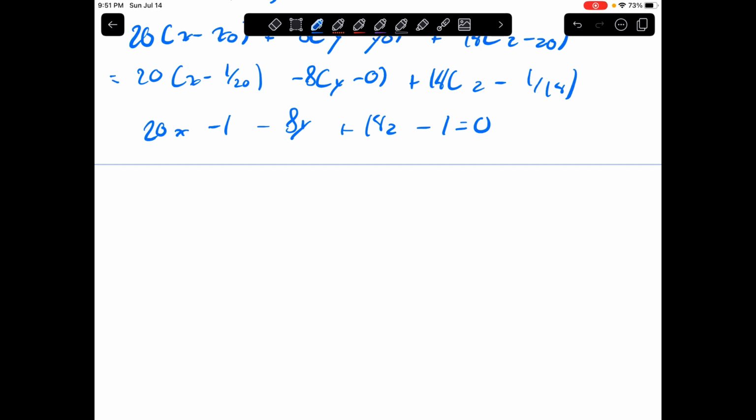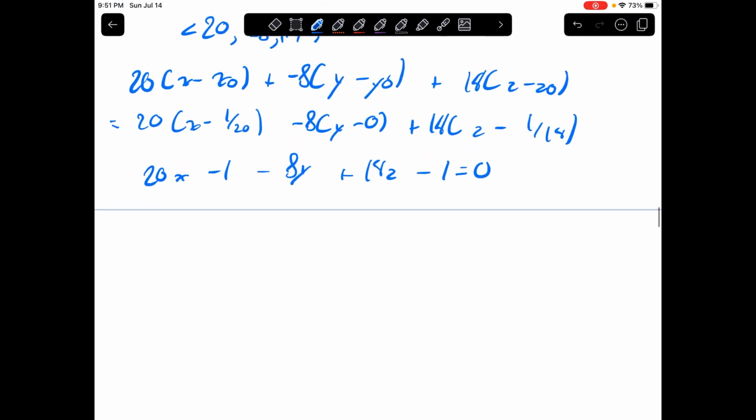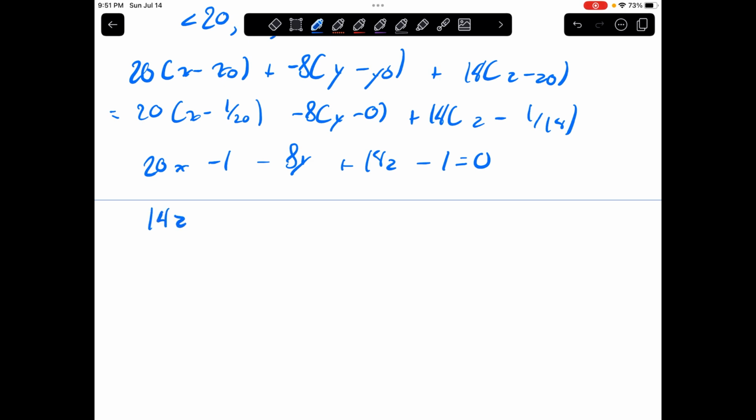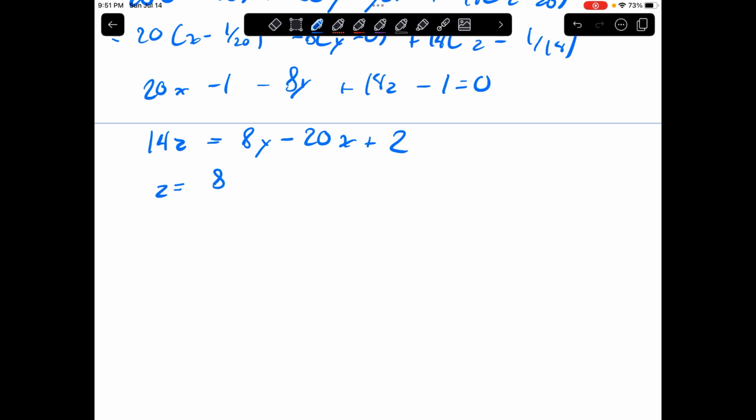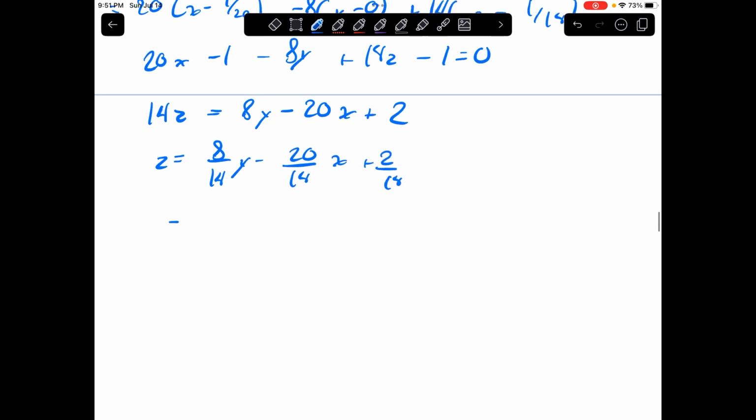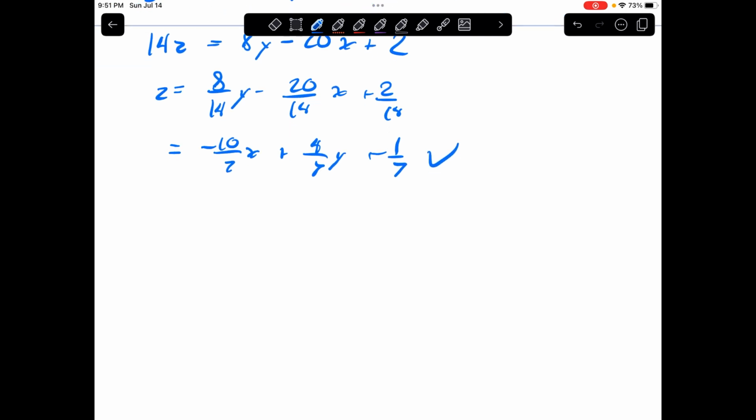Now, solving for z, we're going to have 14z equals 8y − 20x + 2. And then solving finally, we get z = 8/14 y − 20/14 x + 2/14, which equals −10/7 x + 4/7 y + 1/7. This is question number 5.